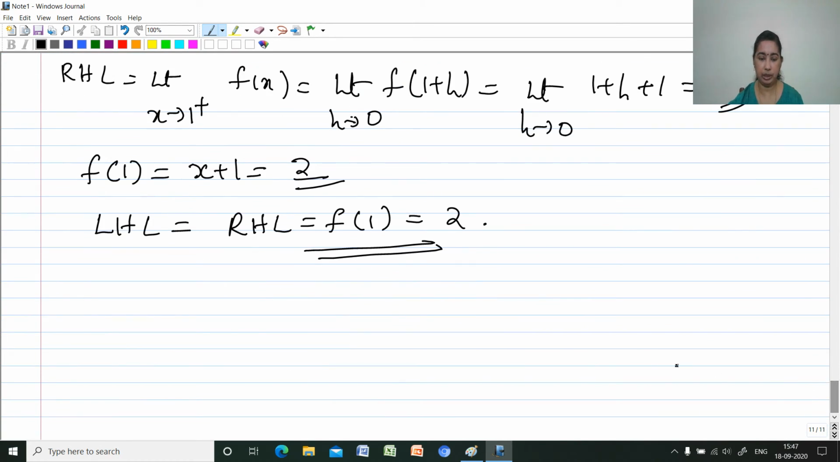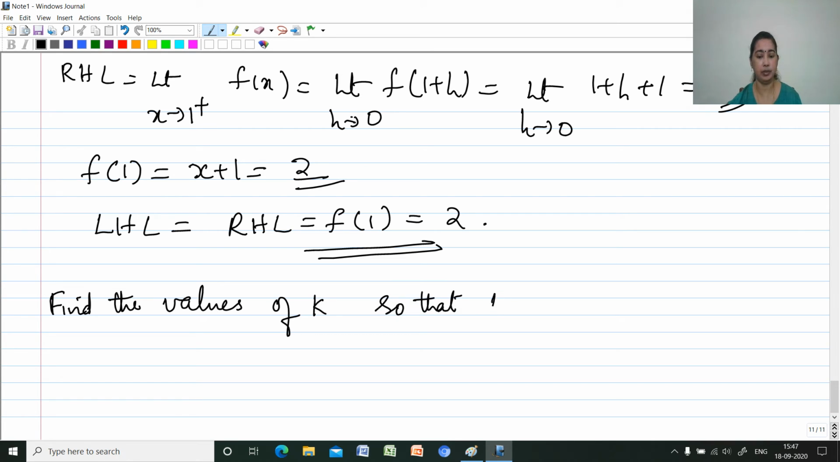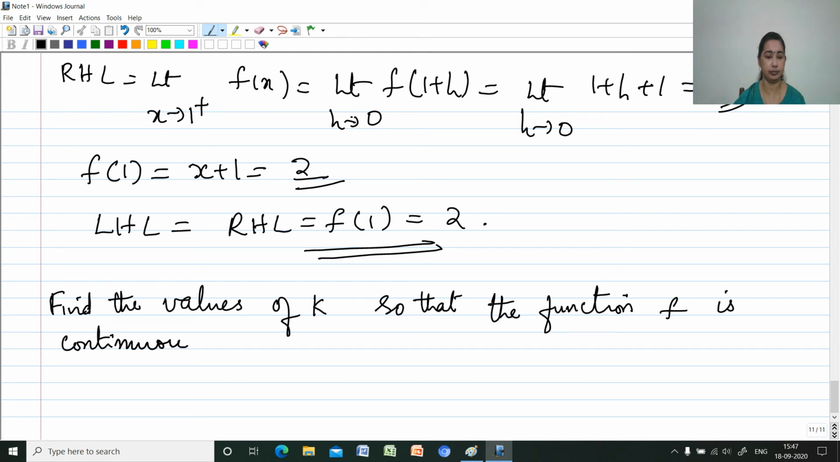Now moving on to the last part of that chapter, that exercise, that is find the value of k. Find the values of k so that the function f is continuous at the given points, at the indicated points.